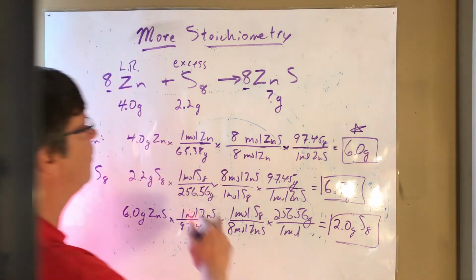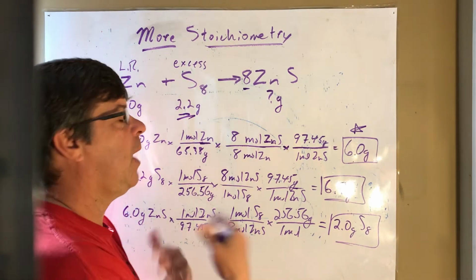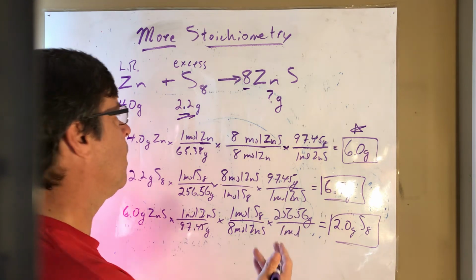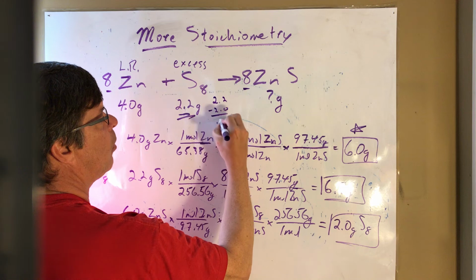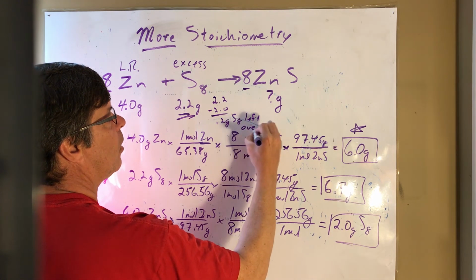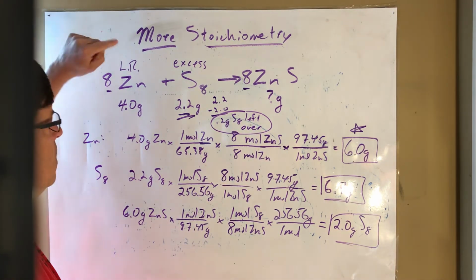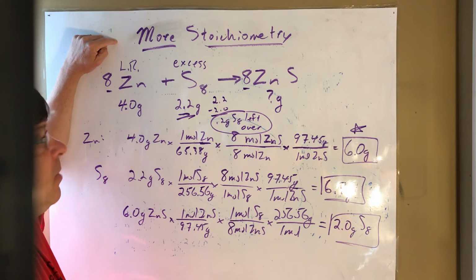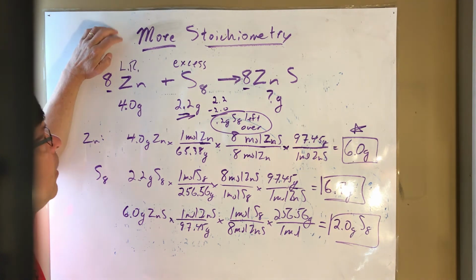So check out that. Look, we have 2.2. We used up 2.0. How much is left over? Yeah, all you do is do 2.2 minus 2.0. 0.2 grams of sulfur left over. How much of the zinc's left over? Yeah, none of it, because it's the limiting reactant. It all gets used up. Okay?